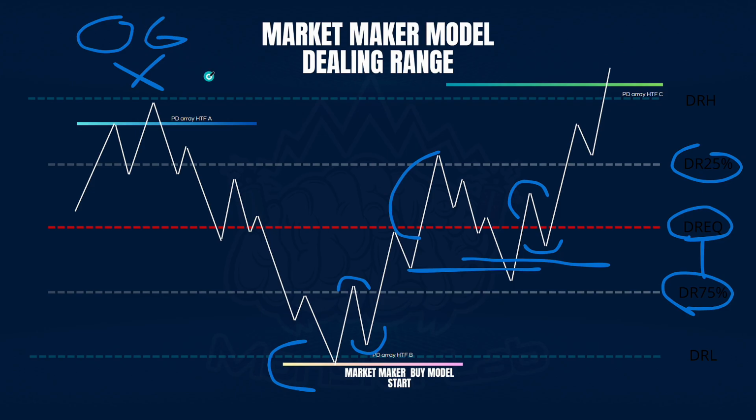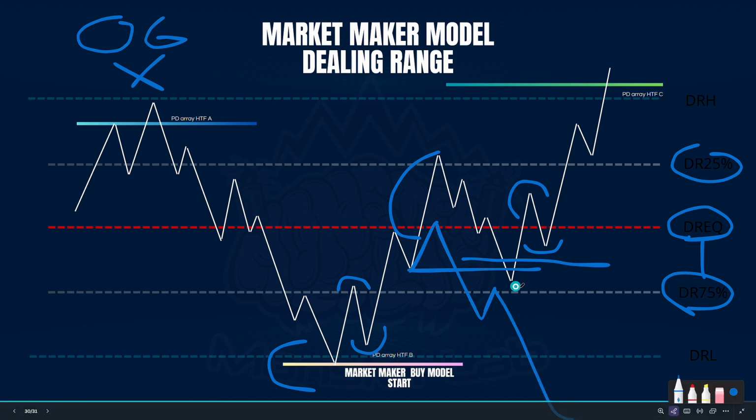But what happened if you have, for example, this market maker model and price don't close above equilibrium? Probably you are wrong in this framework, or price moves, because price move to equilibrium, don't close above equilibrium and continue in 75. This is probability for continue in bearish. This is the logic for this dealing range.